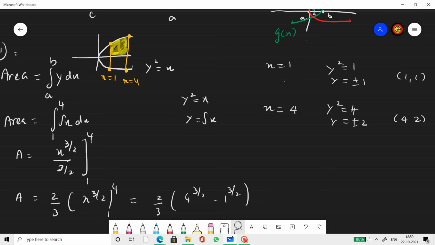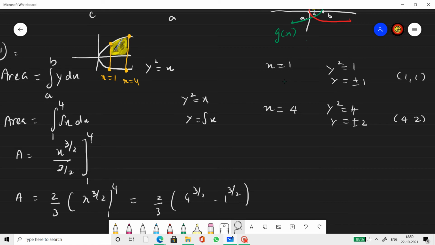So when x is 1, y square equals 1 because y square equals x. So the points of intersection would be (1, 1) and (1, -1). Likewise, when x is 4, y is plus or minus 2, so the meeting points would be (4, 2) and (4, -2). So x equal to 1 meets the curve at (1, -1) and (1, 1). x equal to 4 meets the curve at (4, -2) and (4, 2).